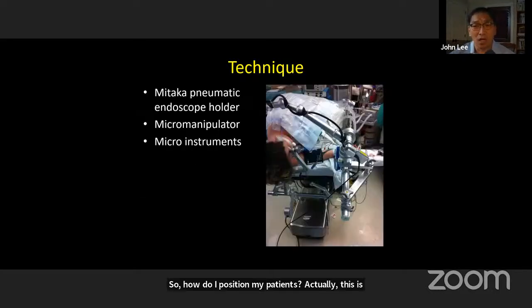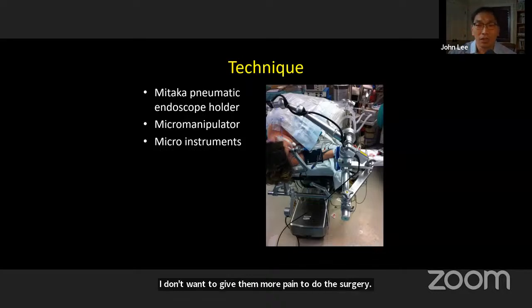Actually, this is an old slide. This is how I used to do it with Mayfield head pins. Now I don't use any Mayfield head pins. I just put them in a horseshoe and a pillow, and then just tape their head down. I continue to evolve my technique to become less and less invasive because these patients have pain. I don't want to give them more pain to do the surgery. So no more head pins.